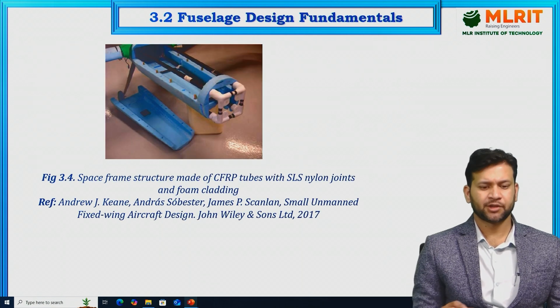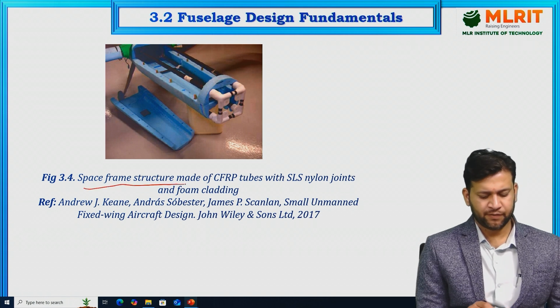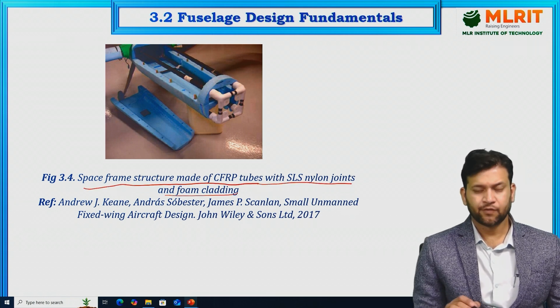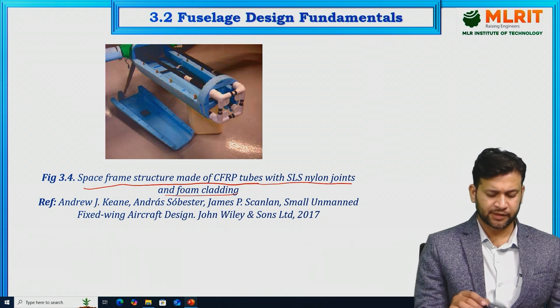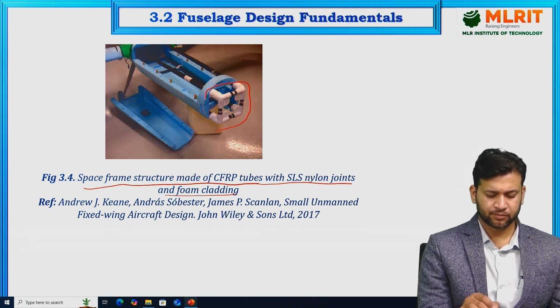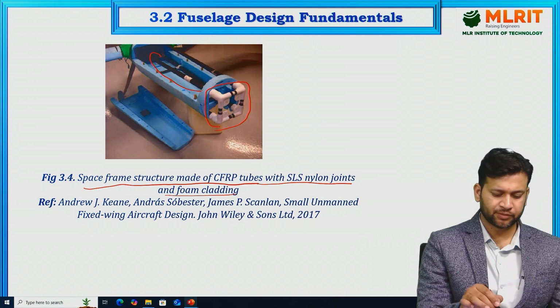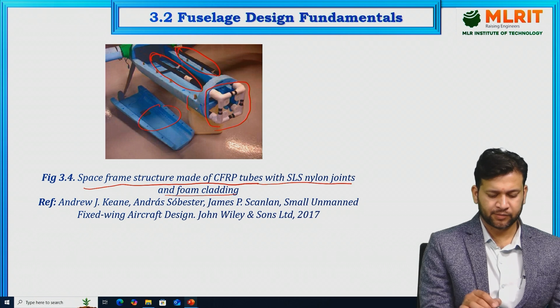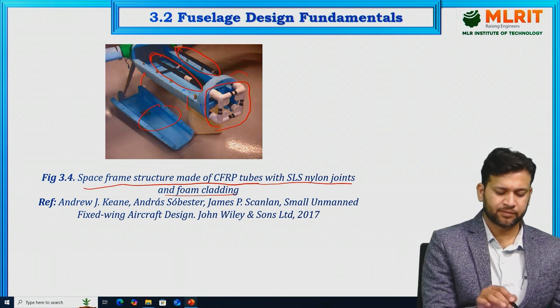Space frame structure made of CFRP tubes with SLS nylon joints and foam cladding. You can see here the tubes. These are the tubes. And this is the foam cladding. This part is foam cladding.